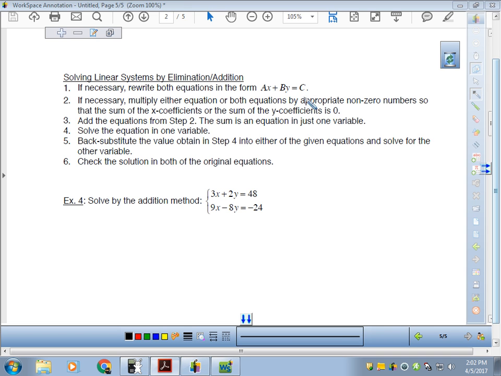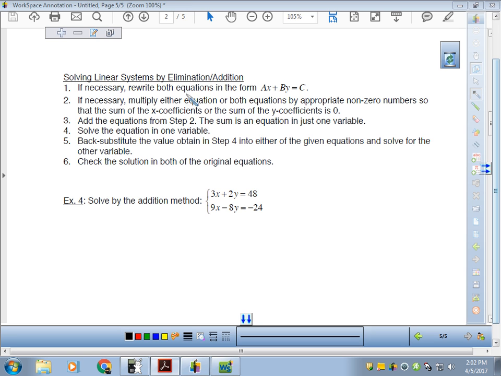Step 2. If necessary, multiply one equation or both equations by an appropriate non-zero number so that the sum of the x coefficients or the sum of the y coefficients is 0. Basically, you're wanting to eliminate the x's or the y's when you add the two equations together. And so you want the coefficients to be the same number but opposite signs, so that way when you add them together they will cancel out.